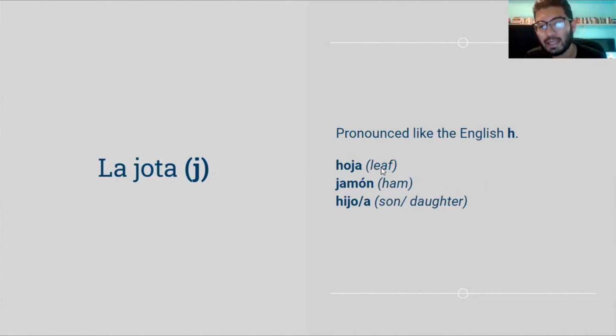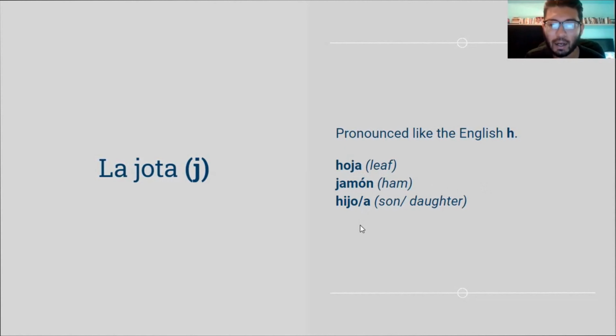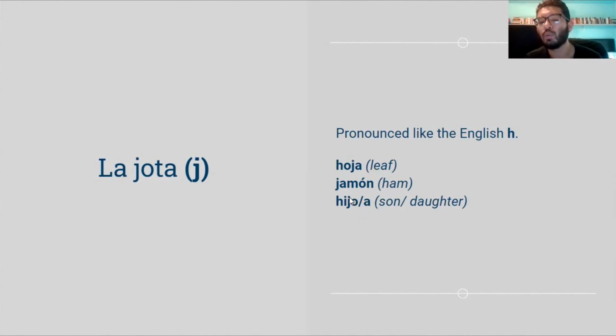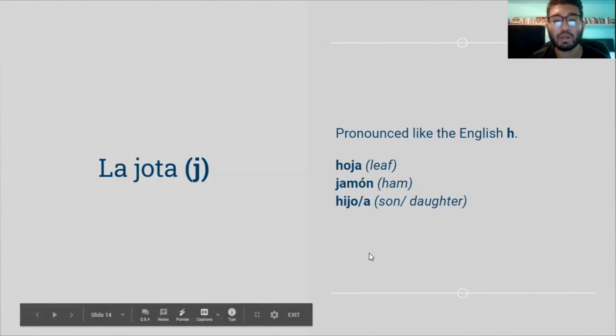Jamón, ham. Hoja, leaf. And then we have hijo, which is son, and hija, which is daughter. And here in hijo and in hoja, we see what we already talked about regarding the letter H being silent. So we start with the vowel, no? Hoja, jamón, hijo.